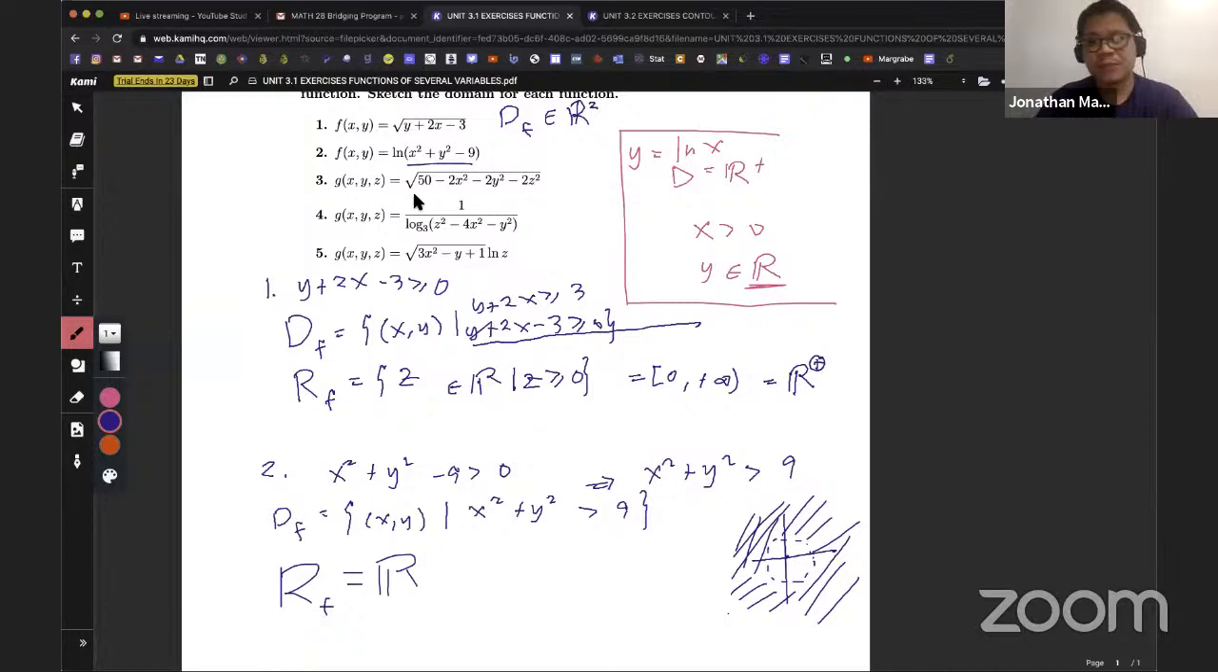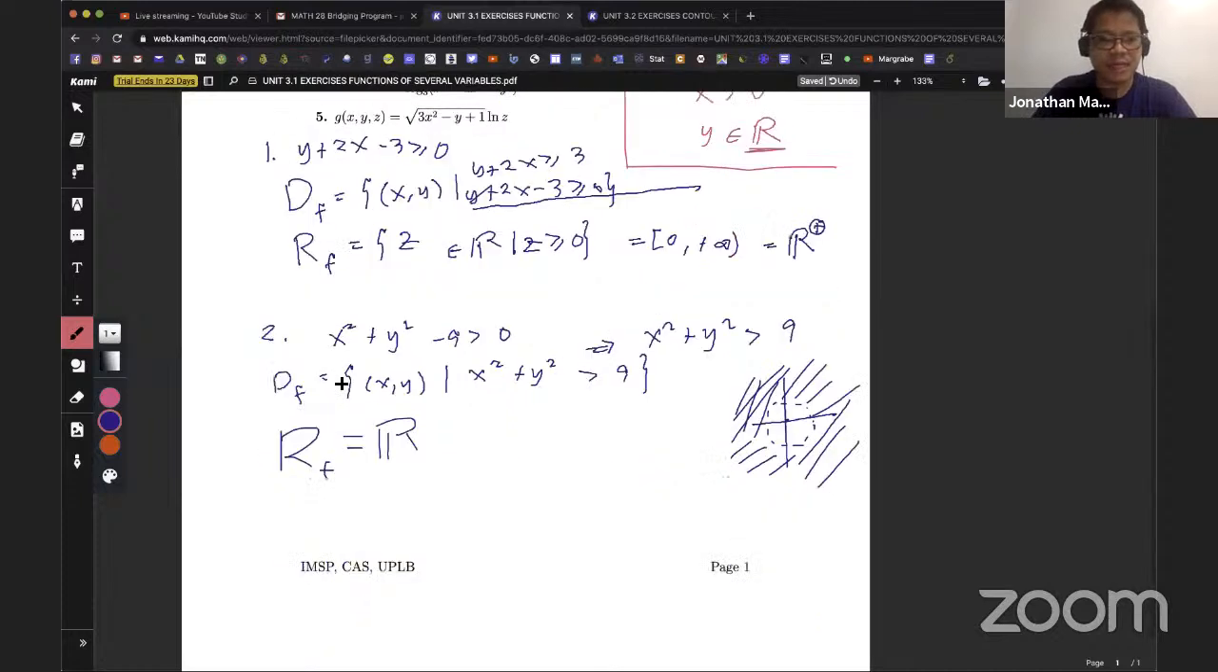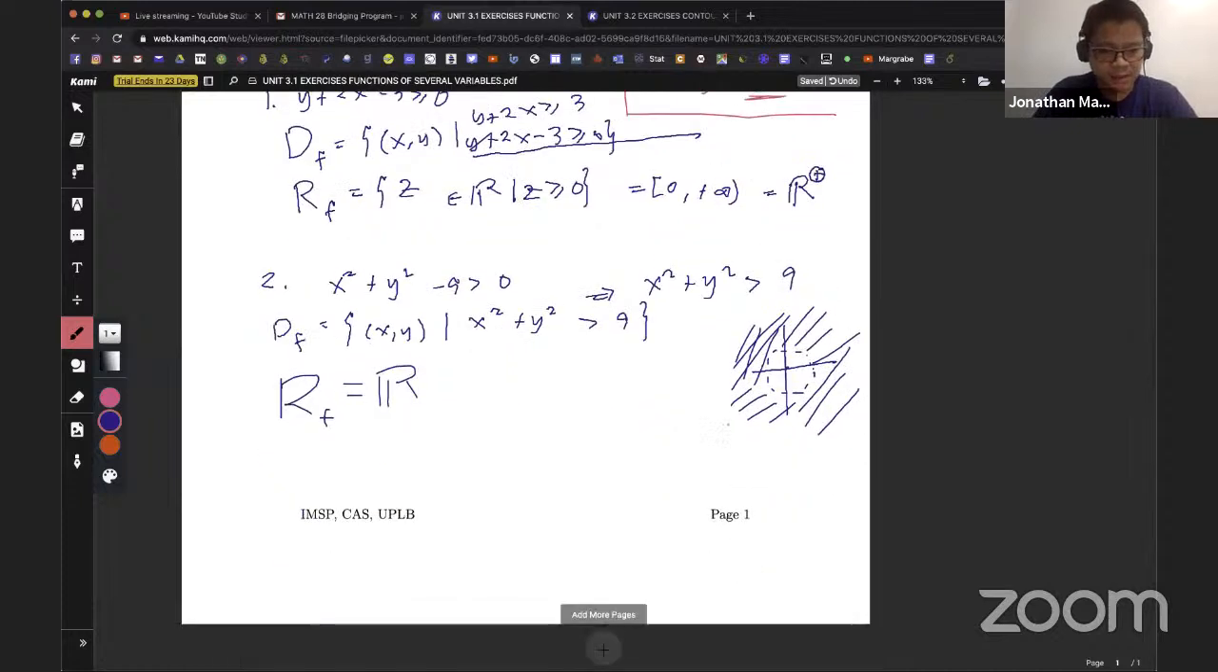in this function, we can use the idea that we used for item number 1. Since this is a square root function, we should have the radicand to be greater than or equal to 0. That means 50 minus 2x squared minus 2y squared minus 2z squared should be greater than or equal to 0. So that will actually constitute the domain of the function.